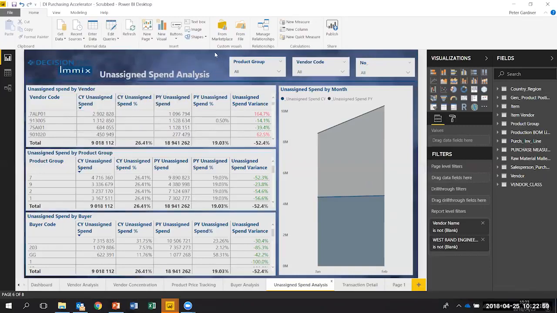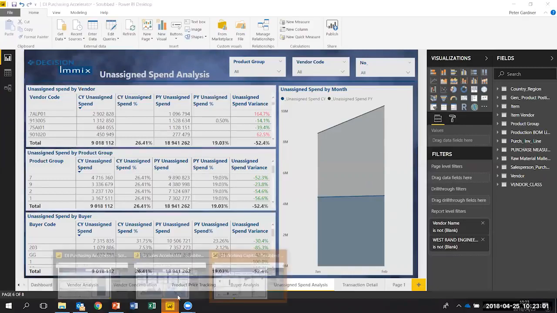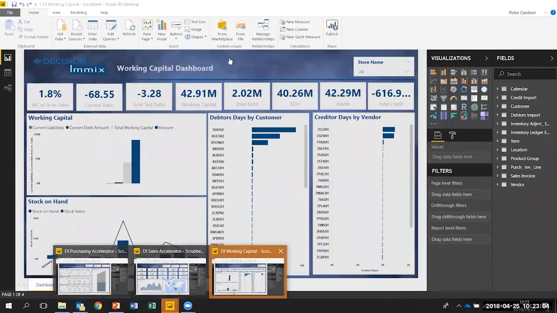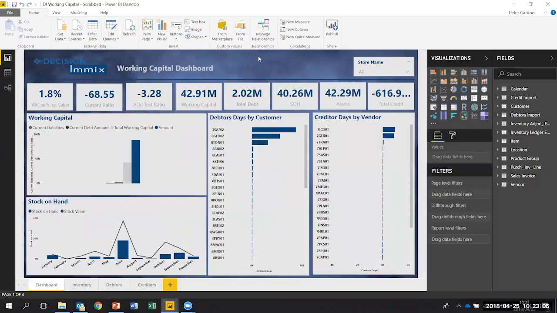I just want to quickly breeze through the working capital. This is a work in progress, what we're looking at. What we want to do with this dashboard is look at current debt for the company. So customers who owe you money, what their balances are, the aging of those balances, who you owe money to on the creditor's side, again the aging, what the balances are per creditor, and then what your stock on hand, stock on order, and cash balance look like. And what we can do there is calculate the working capital amount for the company.